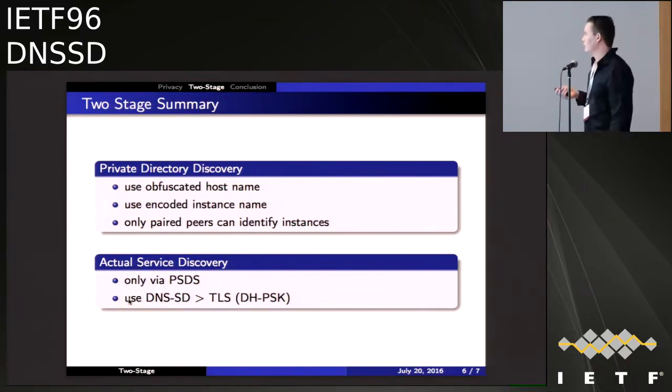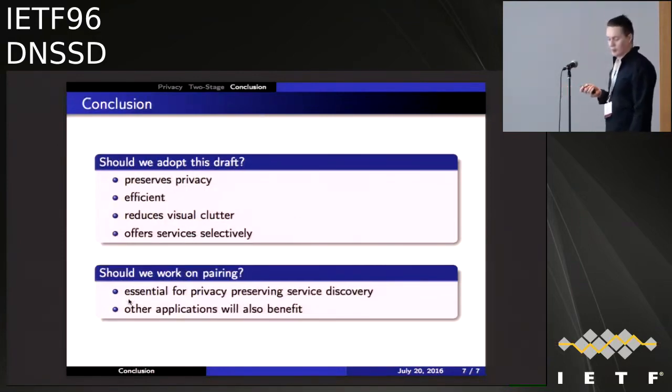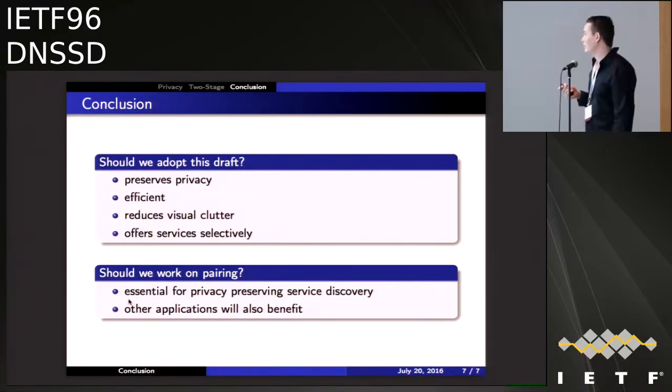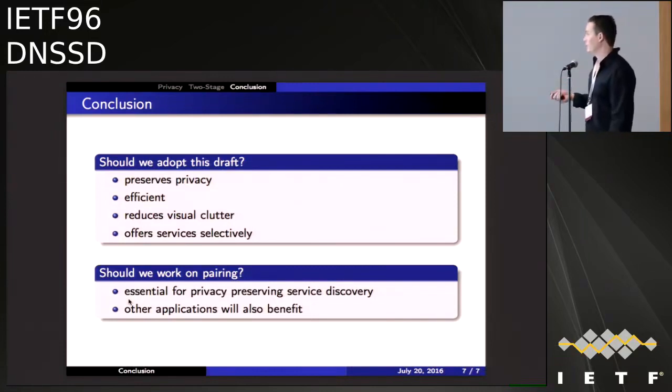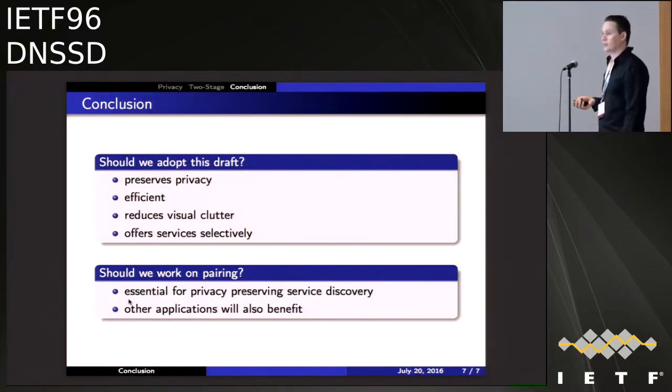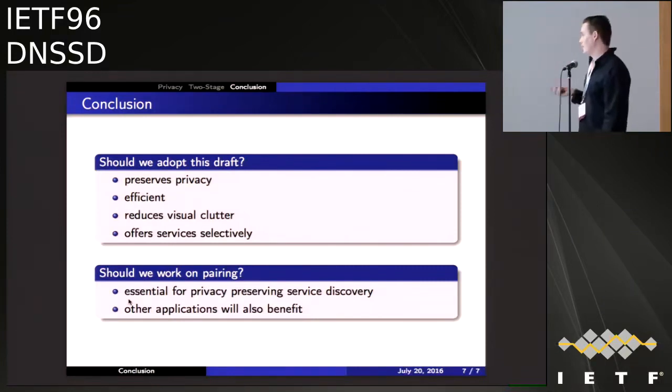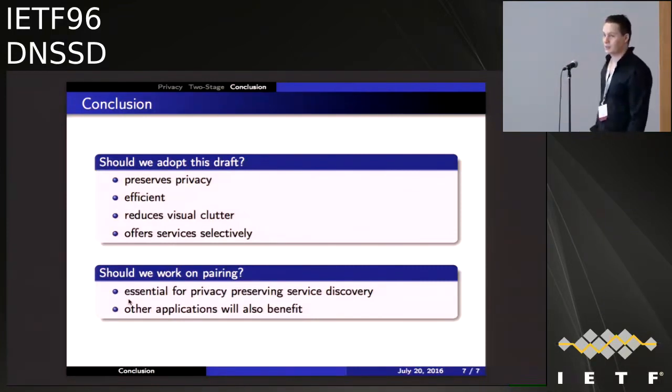So then I want to conclude this short talk with two questions. First, should we adopt this draft? It proposes a two-stage approach for privacy-preserving service discovery, and the method is efficient as it reduces multicast. It reduces visual clutter because all these PSDS instances belong to a dedicated service type and can easily be hidden in the user interface, and it offers services only directly to paired devices. And the second question is, should we work on pairing? Pairing is essential for privacy-preserving service discovery, and other applications will also benefit from this. So thank you for the attention.